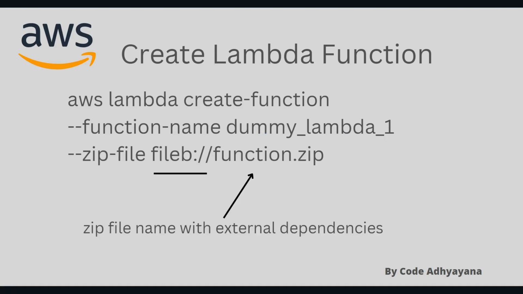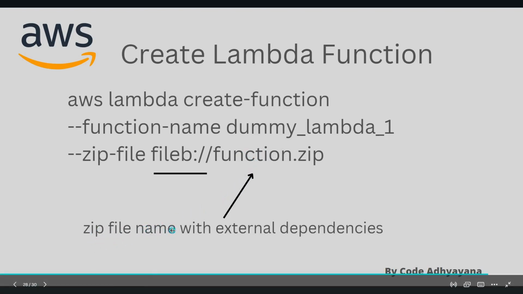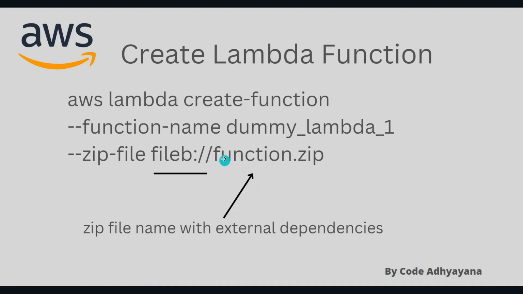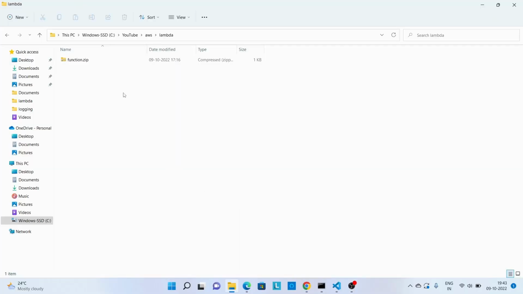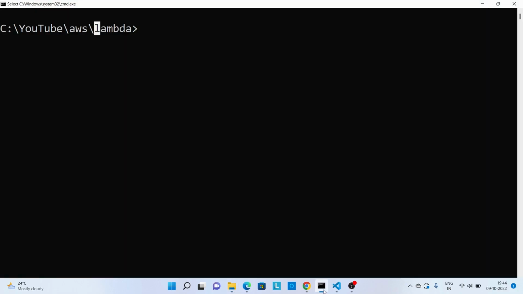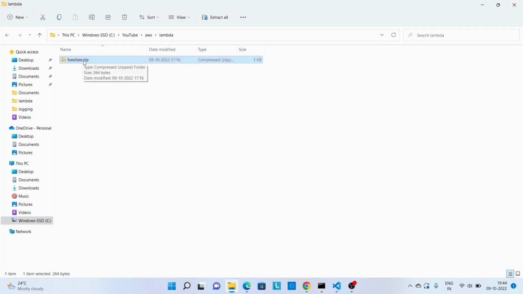You can pass anything. The next argument is zip file, where we need to provide the zip file location. If you have any external dependencies, then those dependency modules we have to keep inside this zip file. Now let's understand this. I have one zip file created, and the name is function.zip. Inside that I have one Python file. The important point is, if you have any external dependencies, I have to keep them inside this zip file. And second point is, while executing the AWS CLI command, I am in this Lambda folder, and in the same folder I have kept this function.zip file.